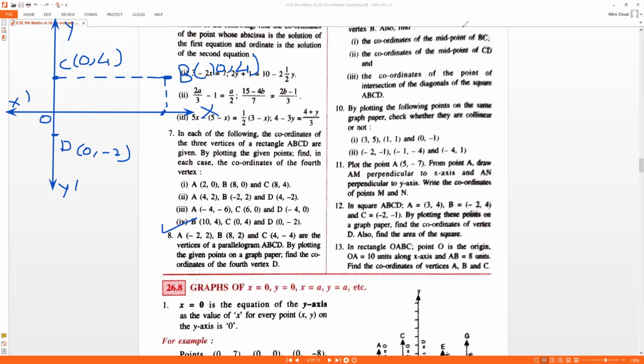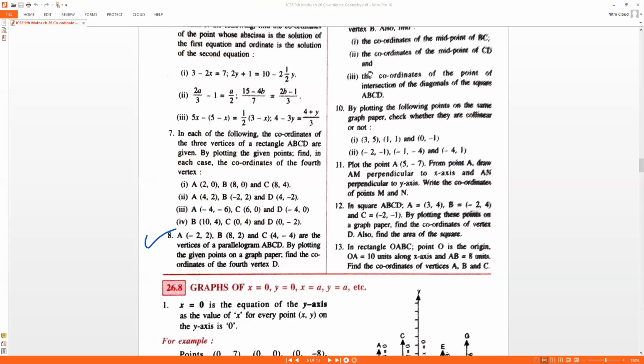So for plotting A, you have to draw a horizontal line parallel to the x-axis through D, and one vertical line parallel to the y-axis through B. And wherever they intersect, that is point A. And what are the coordinates? The x coordinate of B and A are the same, so 10, and the y coordinate of D and A are the same, so 10 comma minus 2. So A should be 10 comma minus 2. Is that correct?